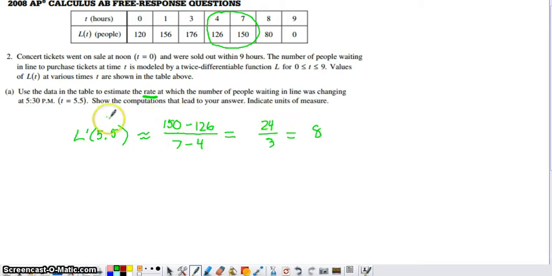It does say to show the computations that lead to your answer. We obviously have done that. It says to indicate units of measure. So the units of measure would be, well, just think about the units in the top and bottom here. In the top we have two things that are measured in people, so the units here would be people per, well, in the bottom, 7 and 4, those are values of t. T is measured in hours, so that'd be people per hour. So at 5.5, we had about 8 more people per hour joining the line at that time.